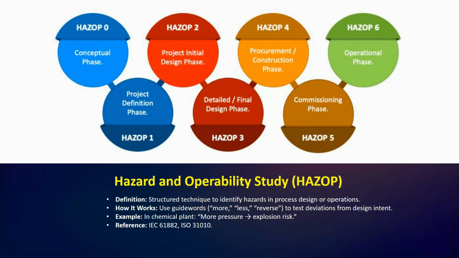Okay, so let's see what we have under definition. Definition, you can see a structured technique to identify hazards in process, design, or operation. Then how it works: use guide words more, less, reverse to test the deviation from design intent. Okay, so example in chemical plant, more pressure means the explosion risk. Okay.